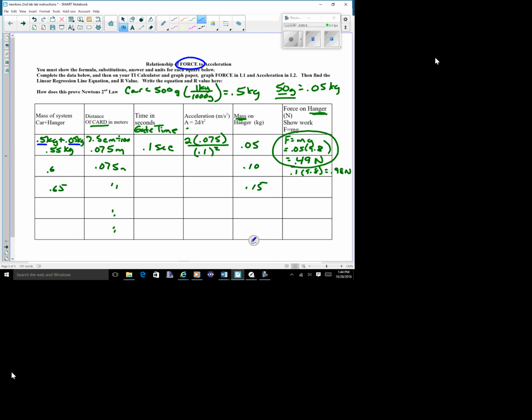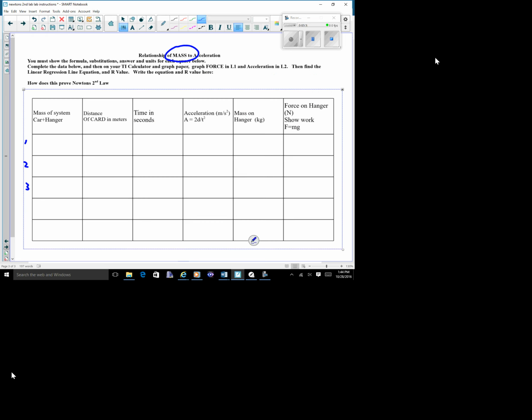But in the second box down, you had 2 cars. Well, 2 times a mass of 0.5 kilograms, that gives you 1. But you also had to add the 0.05 kilograms for the weight of the hanger. So this would be 1.05 kilograms, and then 1.55, and so forth on down. The distance of the card is always 0.075, like we did on the other side. The time in seconds is gotten from the gate time. Make sure you use the gate time.